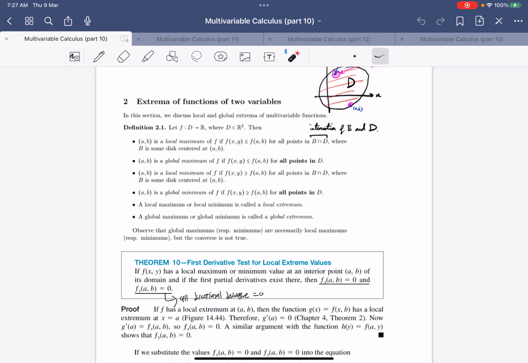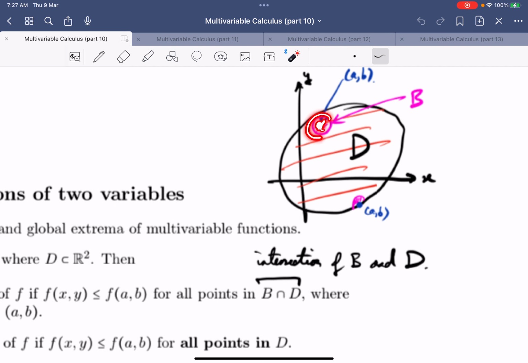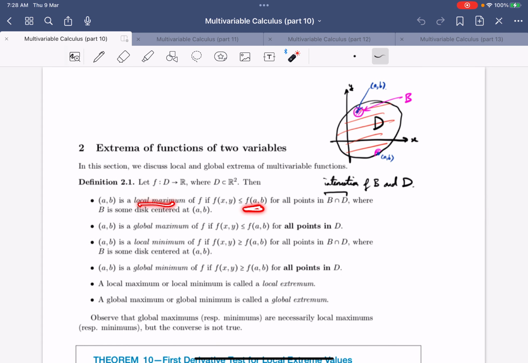And so let's first define what a local maximum is. A local maximum is in a neighborhood, so it's like your domain intersecting some disk around (a, b). In this neighborhood, all the values around it are less than f(a, b). So let's say (a, b) has a value here, then you take a disk around here that intersects with this, which is in the domain. Then in this neighborhood, every point inside it will have a value less than f(a, b). Then that's a local maximum.